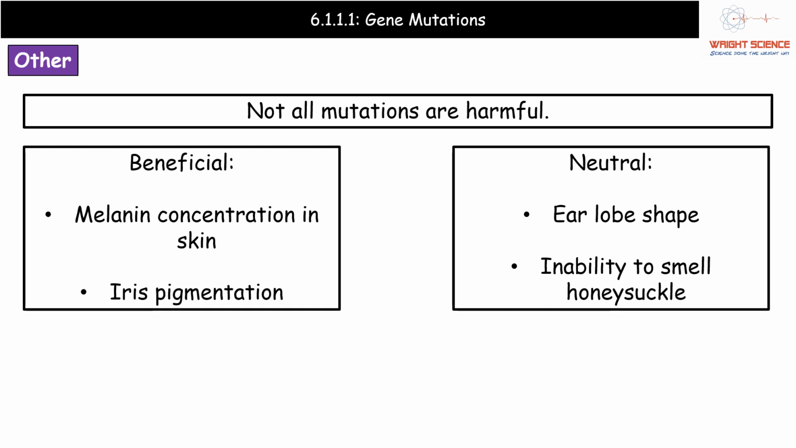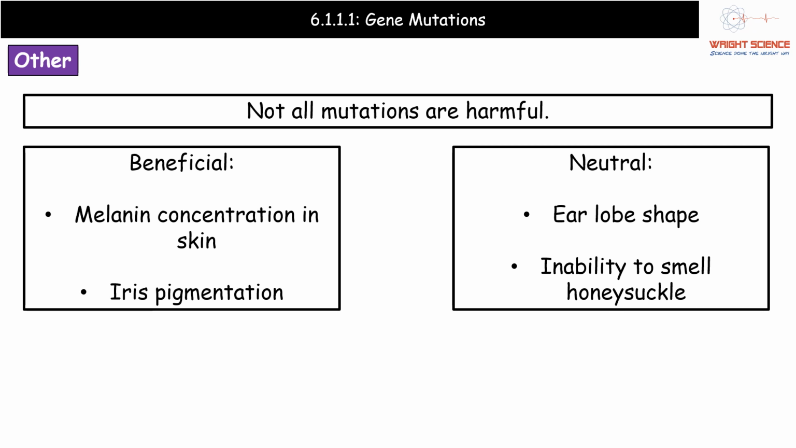We have neutral ones. These are the ones that don't really have any positive or negative impact on your life, just things that are. Things like the shape of your earlobe. You are not more likely to survive or die as a result of whatever shape your earlobe is. It's just a different shape. The inability to smell honeysuckle. Again, not more likely to die, not more likely to survive. You just may or may not be able to smell honeysuckle. Doesn't have any real impact on your life, full stop.